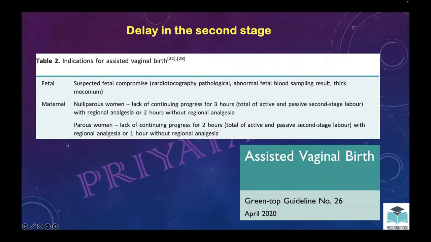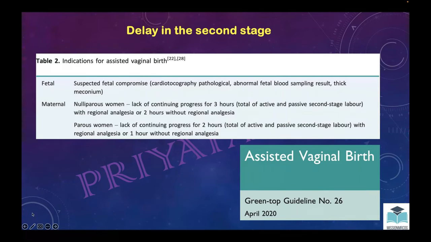Now, this is always a confusion, because the NICE guideline defines the second stage of labor in two parts: the passive stage is different, and the active pushing stage is managed separately. But in the assisted vaginal birth guideline, there is no passive second stage. Whatever 3 hours or 2 hours they are saying, they are including both active and passive stage. So this would be the confusion again. But in my opinion, as the NICE guideline was updated in 2023, I would mark your answer from NICE.